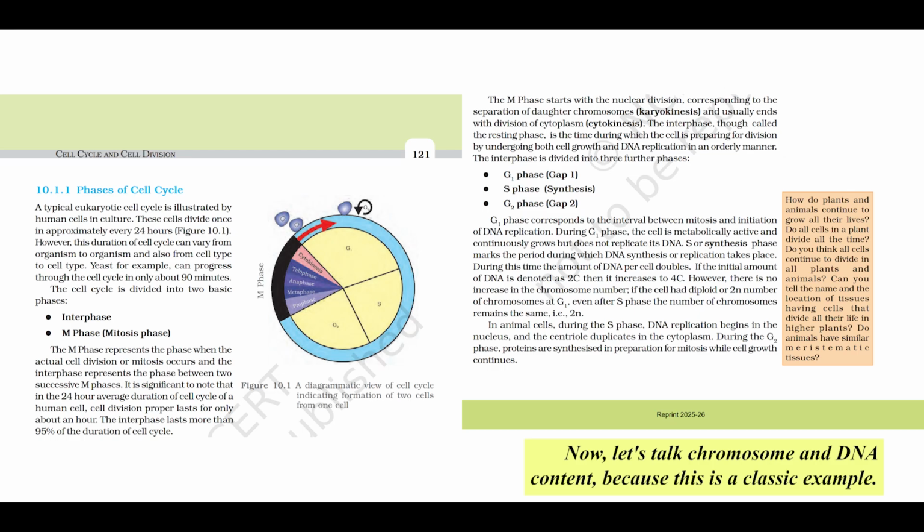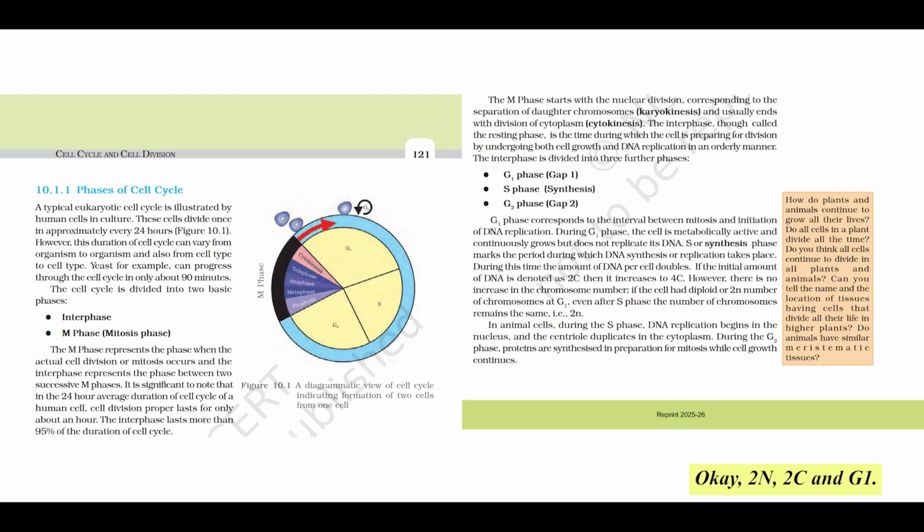Now, let's talk chromosome and DNA content, because this is a classic exam point. If a diploid cell starts with, say, 2N chromosomes and 2C amount of DNA, in G1, it stays 2N and 2C. Nothing has changed there yet. Okay, 2N, 2C, in G1. Got it. What's next?